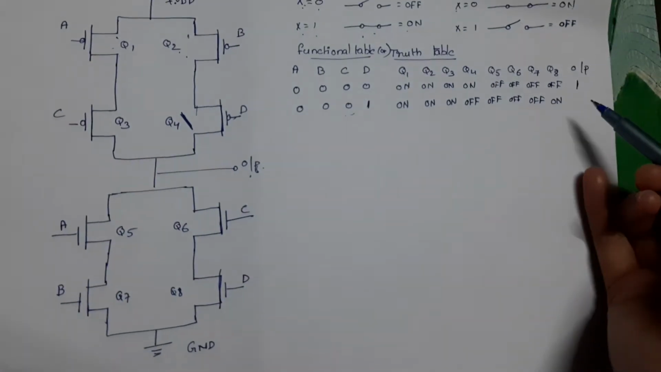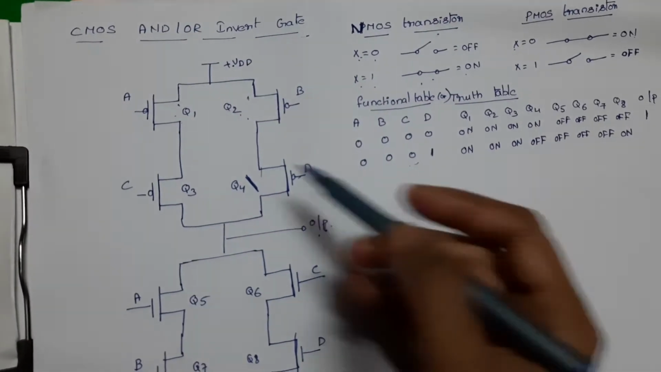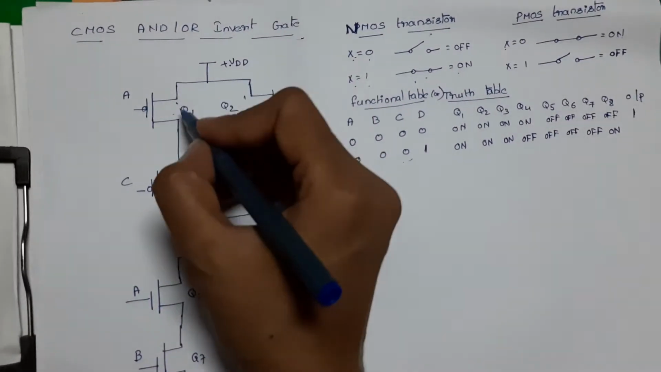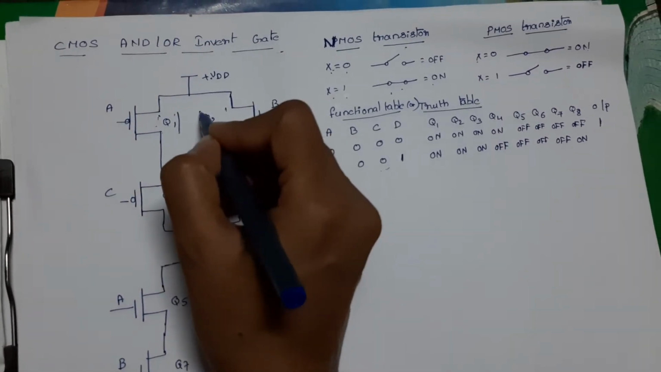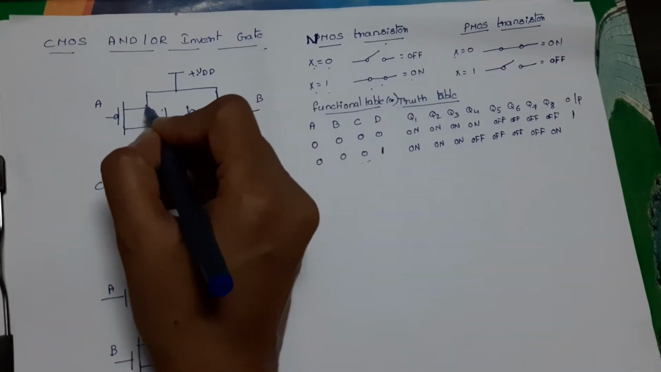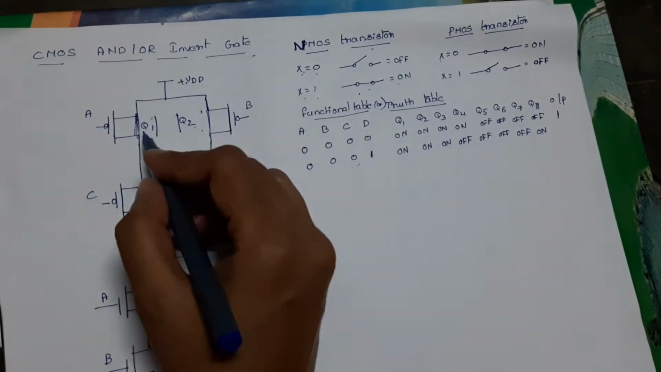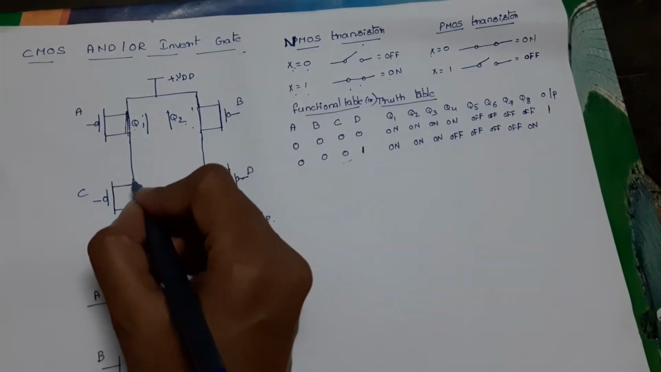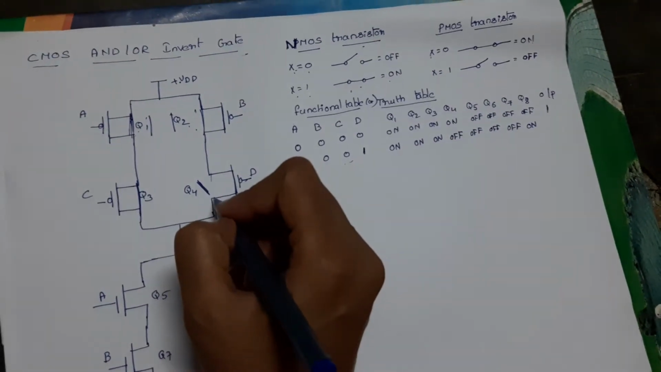Okay. So let us see the output now. A, B, C are 0. So 0 for a PMOS transistor means short circuit. So Q1, Q2 are short circuit, and Q3 is also short circuit, that means there exists a connection between the source and drain terminal. So only Q4 is in open circuit.